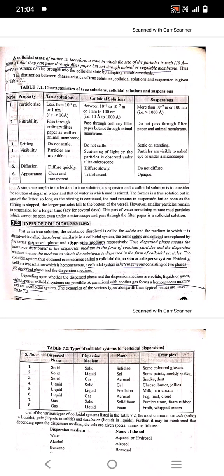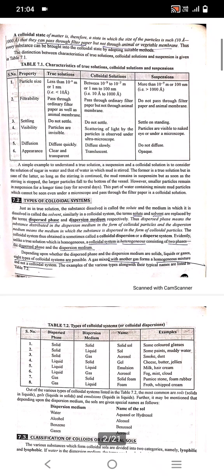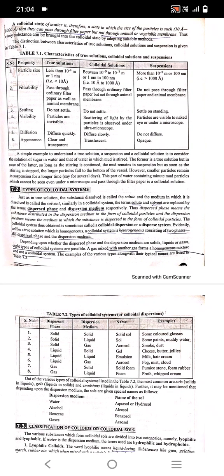Types of colloidal systems. Just as in a true solution, the substance dissolved is called the solute and the medium in which it dissolves is called the solvent. Similarly, in a colloidal solution, the terms solute and solvent are replaced by the terms disperse phase and dispersion medium respectively. Thus, the disperse phase means the substance distributed in the dispersion medium in the form of colloidal particles, and the dispersion medium means the medium in which the substance is dispersed. The colloidal system is sometimes called a colloidal dispersion or disperse system.